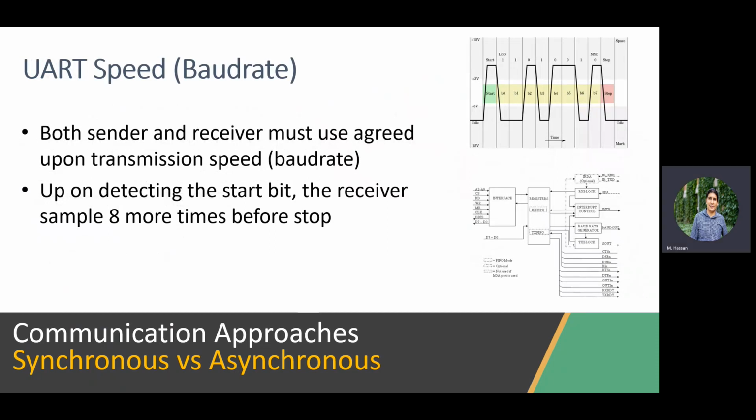Yeah, the baud rate again is the sender and receiver agreeing upon a transmission speed, which means how many bits you send per second or how many bits per cycle. And once the receiver detects the start bit, it knows that the sender is going to send at that rate, and then I sample 8 bits back to back before I receive the stop bit.